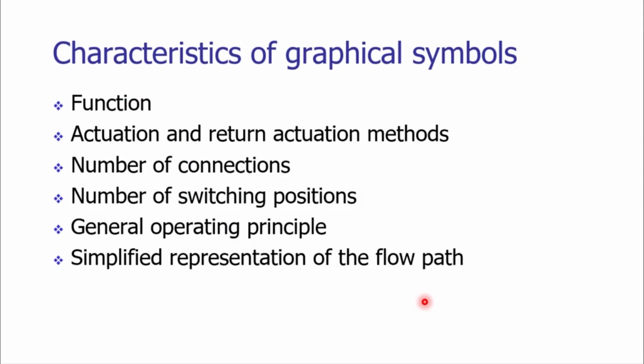Basically, the graphical symbols give us information about the function of that element, how to actuate or return it, the actuation method, how many connections there are to that particular device, maybe a valve or an actuator, how many switching positions the valve has, and the general operating principle. So this information is communicated through the graphical symbol.